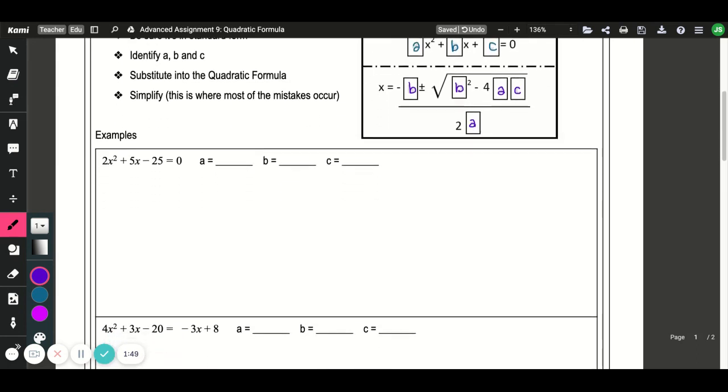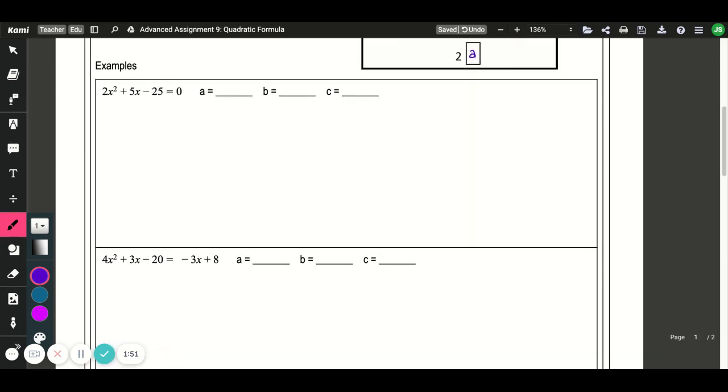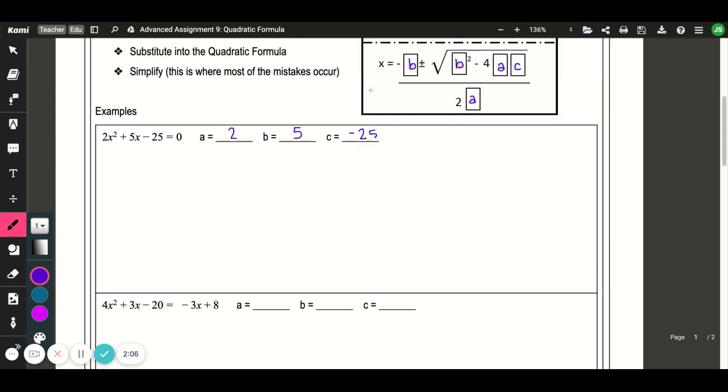So here's our first example. Our quadratic is already set equal to 0. It is already in standard form. A is 2, B is 5, and C is negative 25. I guess I should pull this back down so you can see it. So we're going to substitute 5 in for the B's, and 2 in for the A's, and negative 25 for C.